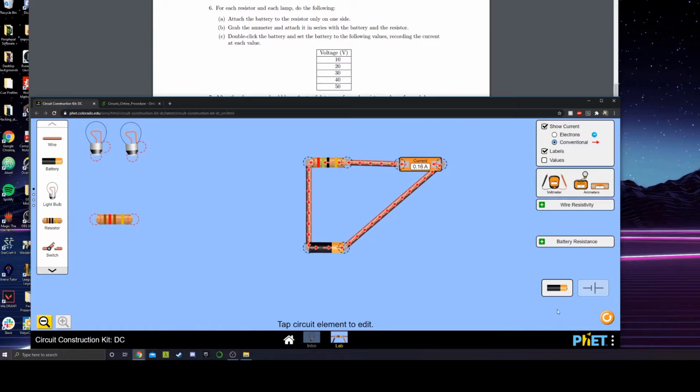But otherwise I will show you how to do it. So let's set this battery to, let's see, it says 10 volts. Now we're going to record the current that's passing through the ammeter.